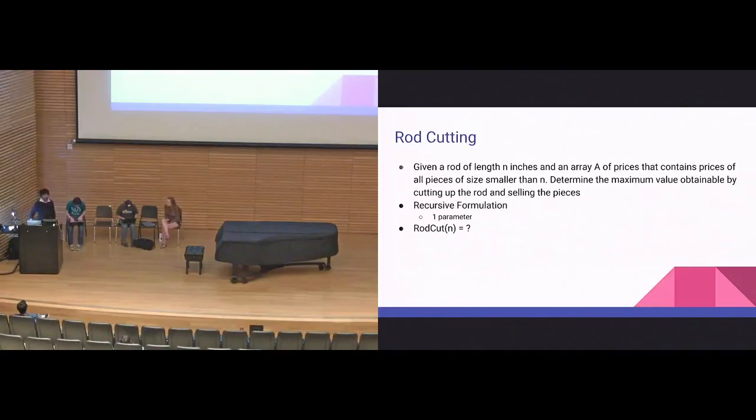Okay. So the rod cutting problem. You're given a rod of length n. It could be any unit. And then you have an array of prices that contain prices of all pieces of size smaller than n. Right? You know the price of each different cut. You have to determine the maximum value obtained by cutting up the rod and selling the pieces. So the input is the size of the rod, which is n, and you want to return the maximum profit or price that you can get out of it. How do you go about cutting the rod?